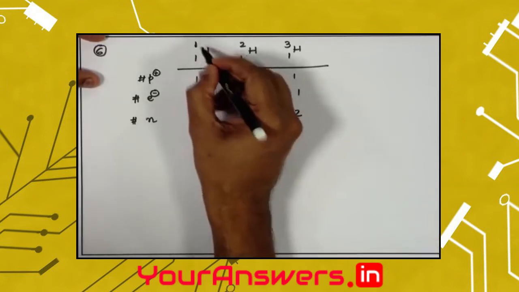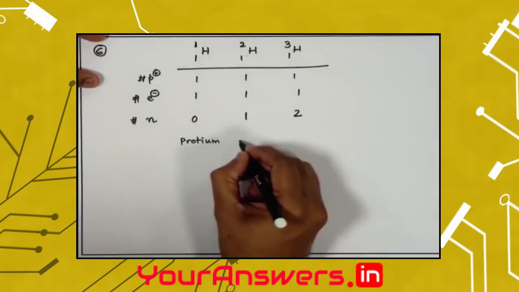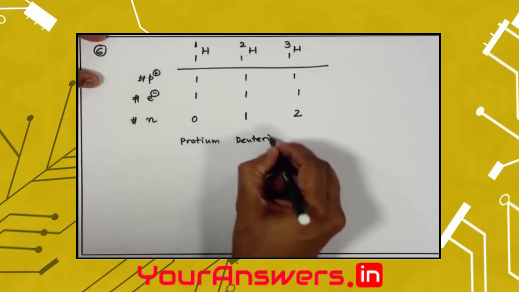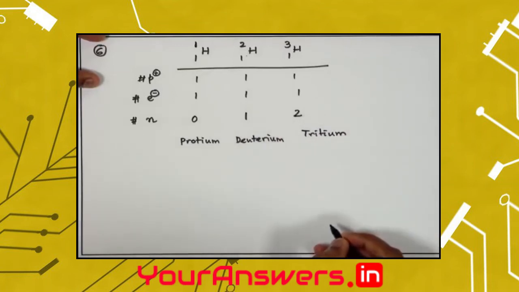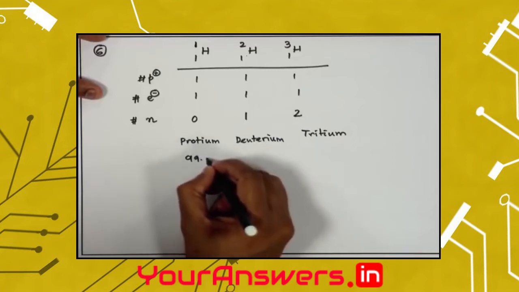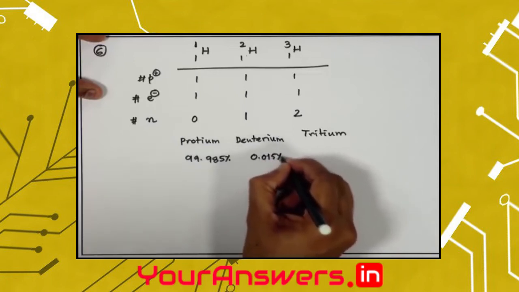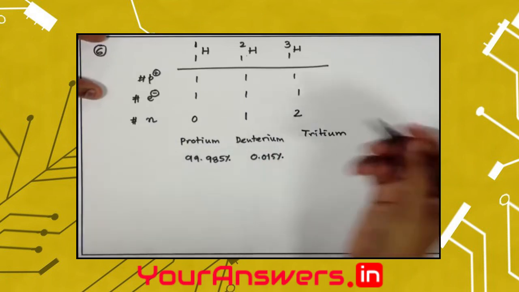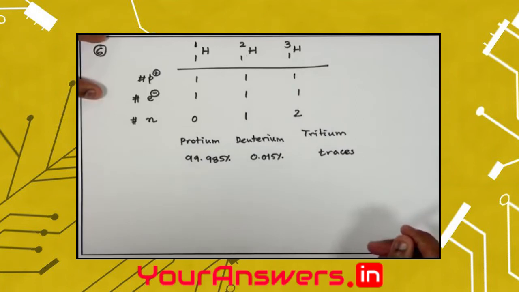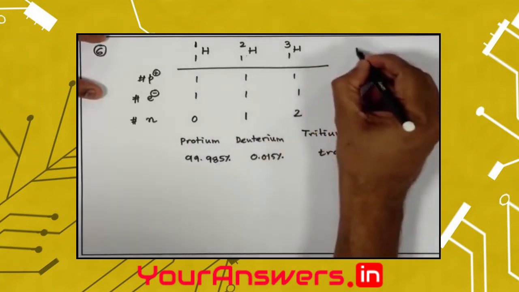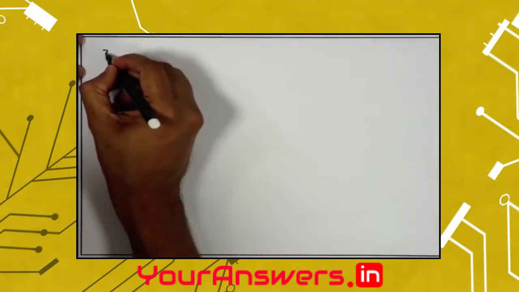Hydrogen 1 is called protium, hydrogen 2 is called deuterium, and hydrogen 3 is called tritium. Their natural abundance: protium is 99.985%, deuterium is present in very small quantities, 0.015%, and you can see tritium is present in trace amounts. Right. So, these 3 are again isotopes. These are the isotopes of hydrogen. Let us take one more example.